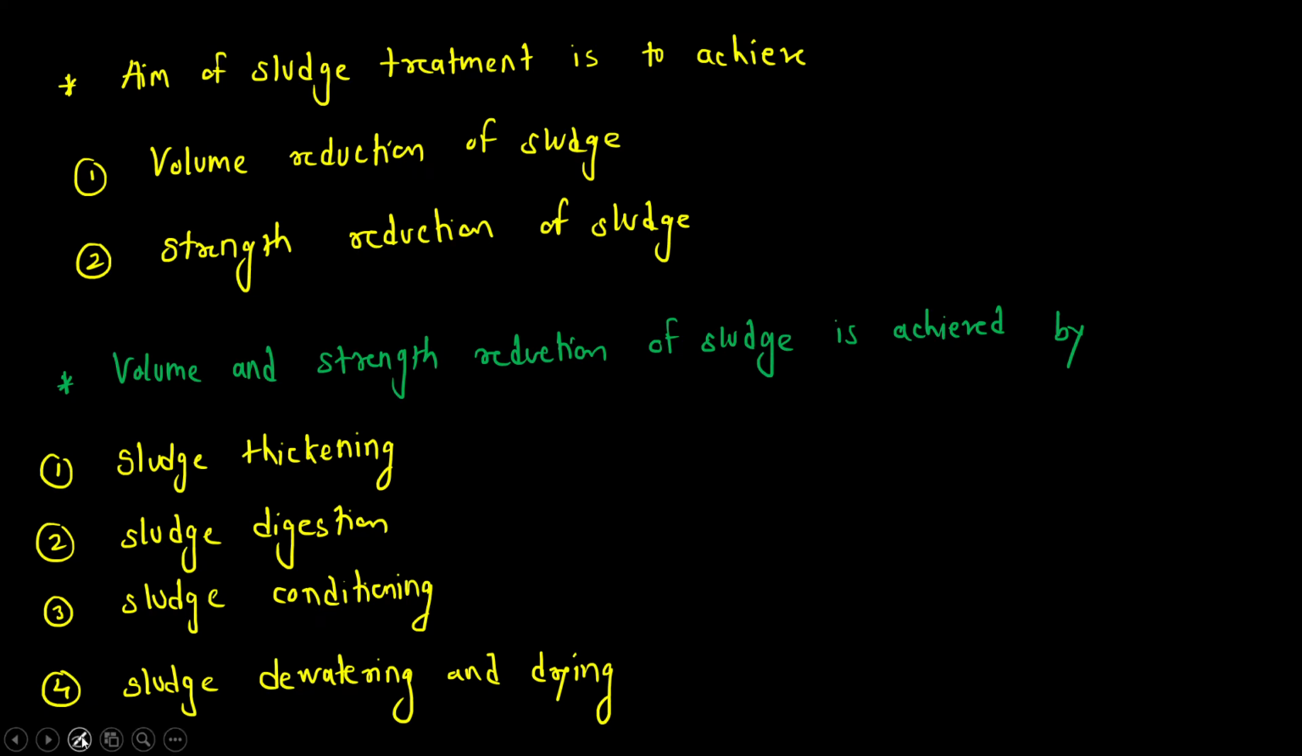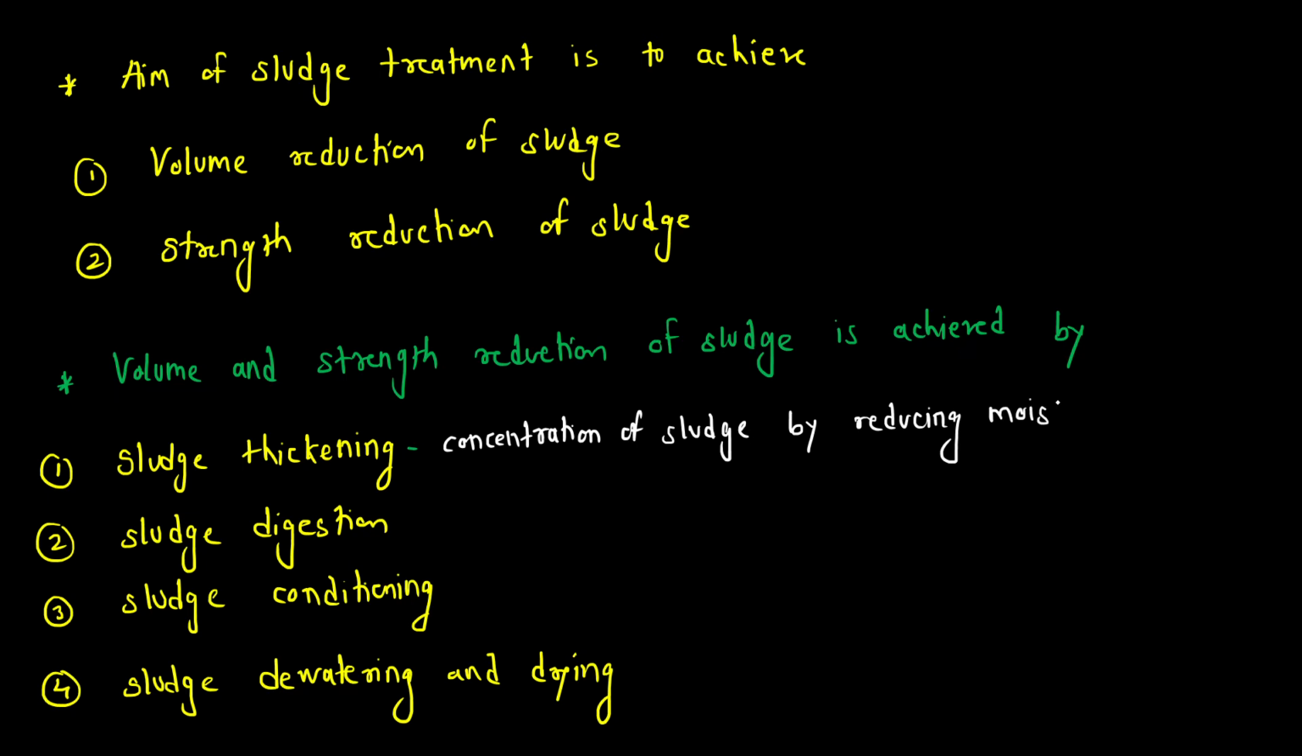So what is the meaning of sludge thickening? As I have told you, the volume of sludge is reduced by reducing the volume of water. So here in sludge thickening, we are concentrating the sludge by reducing the moisture content. So write down this point: concentration of sludge by reducing moisture content.